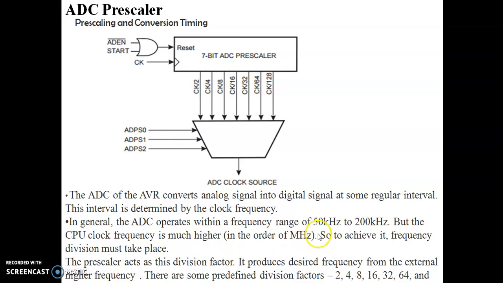It is in megahertz. So to achieve it, frequency division must take place. This frequency division, or division factor, is done with the help of the prescaler. It produces the desired frequency from an external higher frequency. There are some predefined division factors such as 2, 4, 8, 16, 32, 64 and 128.